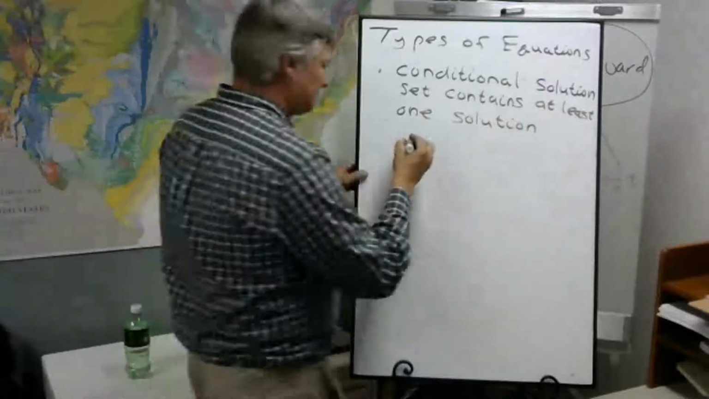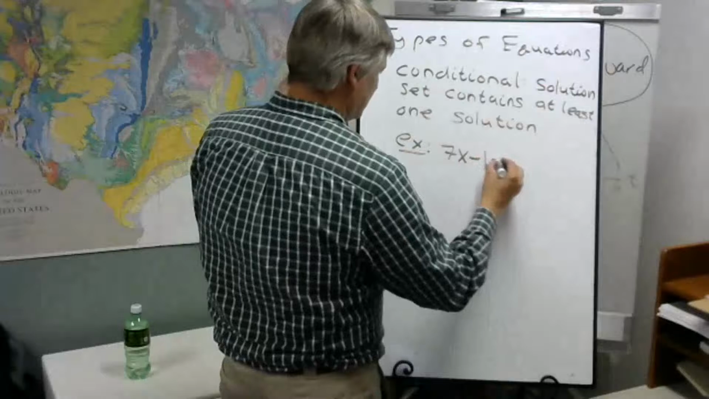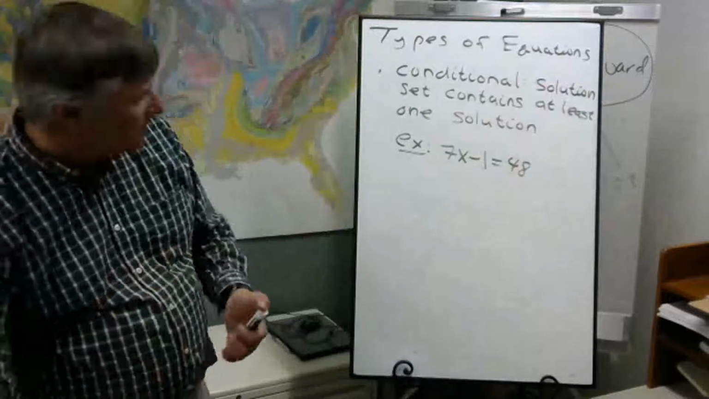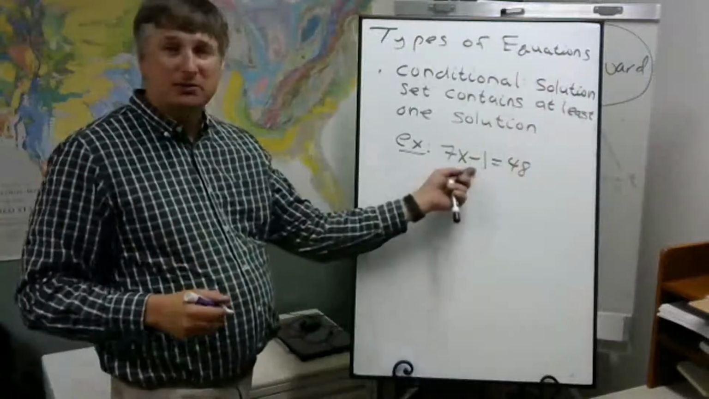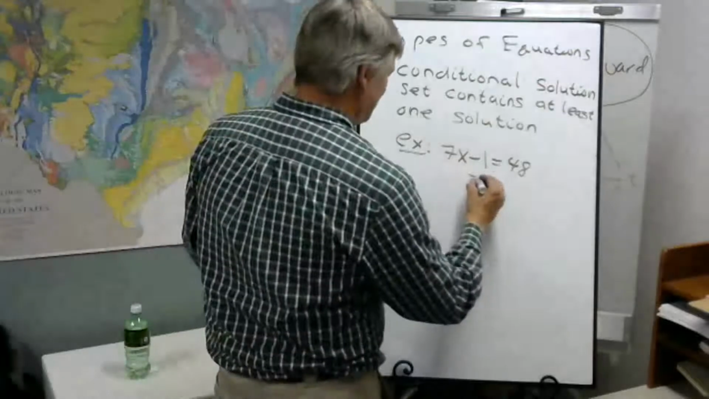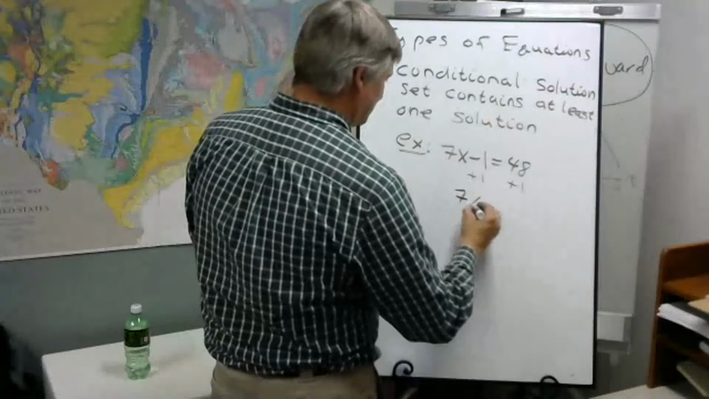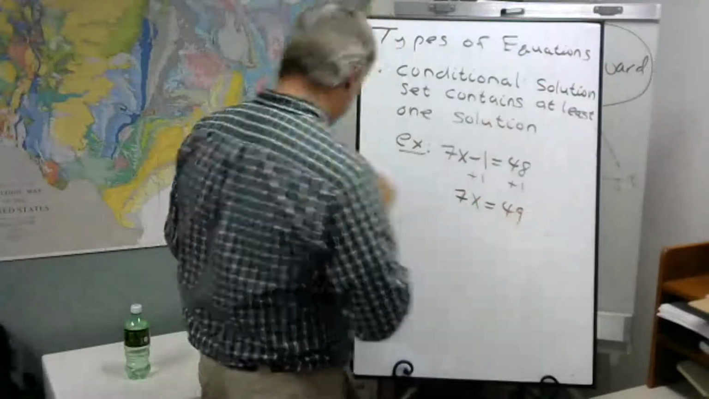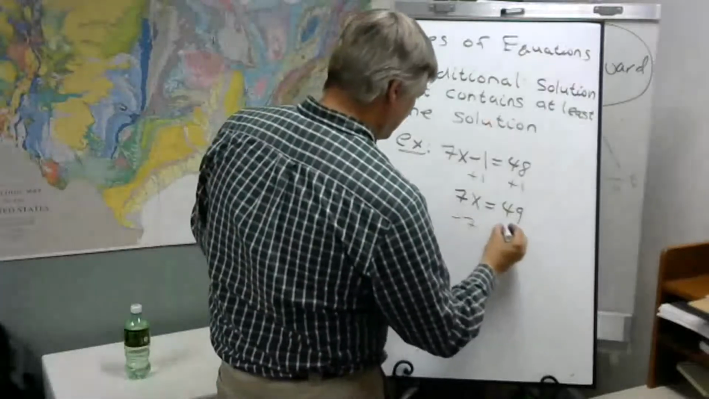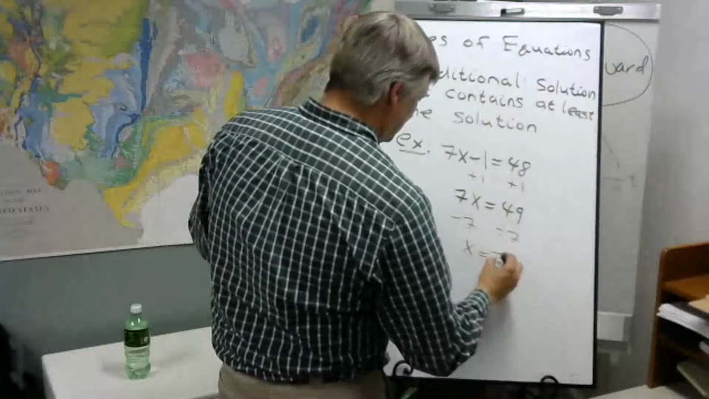Now, for example, we're going to solve for x. Well, again, we're going to cancel addition, subtraction first. Then we're going to cancel multiplication, division. So we'll get 7x equals 49. We divide both sides by 7. We'll get x is equal to 7.